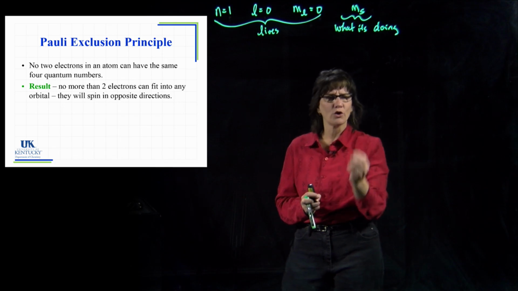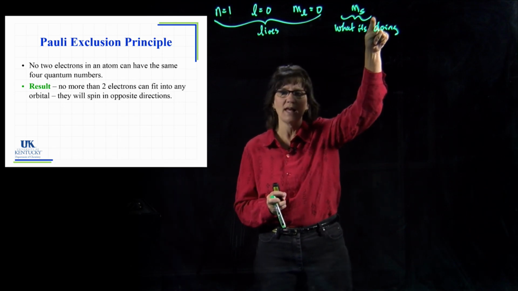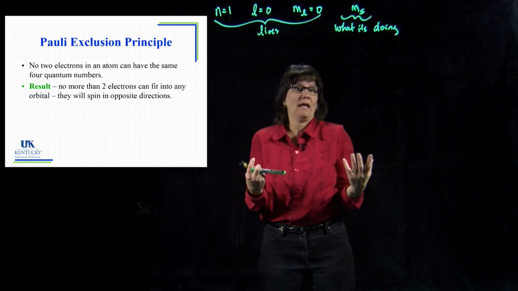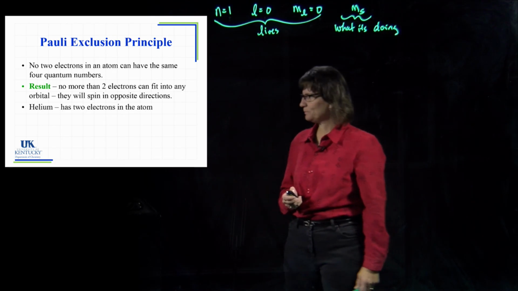But as soon as you try to put a 3rd one in there, it has to either spin plus 1/2 or it has to spin minus 1/2. And once you have those values, you can't have a 3rd one with those same values.